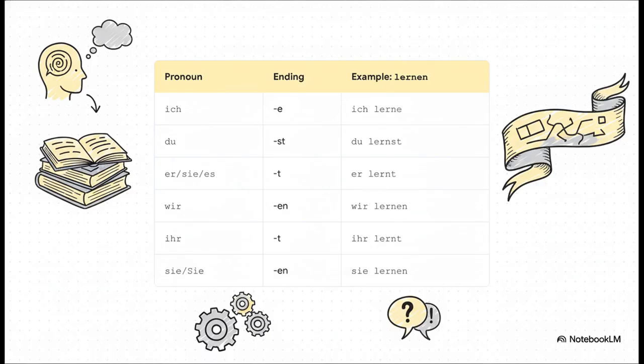Let's take the verb lernen, which means to learn. For ich, I, the ending is e. For du, you, it's st.